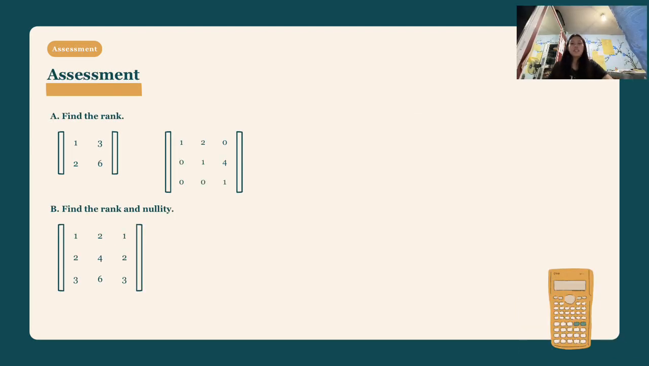And now, it is your turn. For part A, determine only the rank of each matrix. For part B, determine both the rank and the nullity.